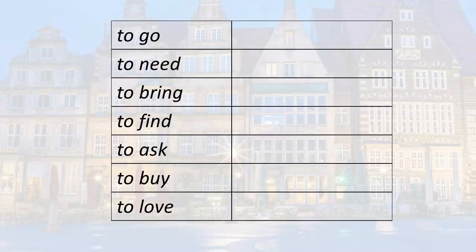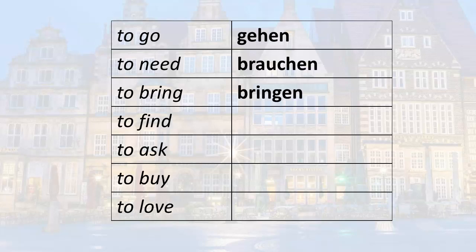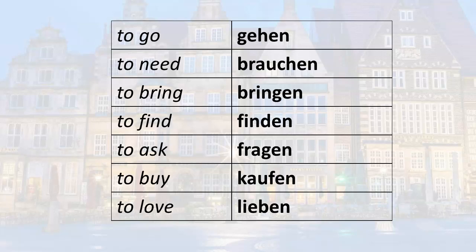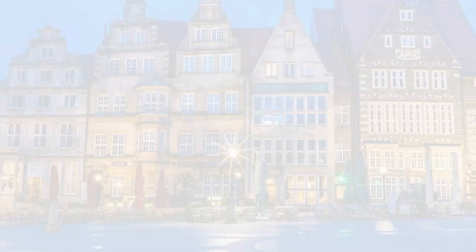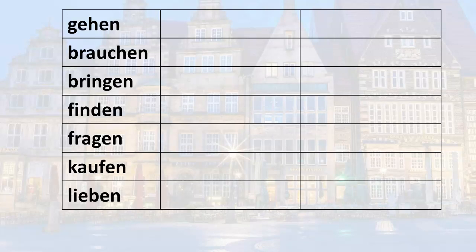Okay, so let's look at some other verbs. To go, gehen, to need, brauchen, to bring, bringen, to find, finden, to ask, fragen, to buy, kaufen, to love, lieben. So let's quickly conjugate all of these verbs with the ihr form. First we'll make the statement. How would you say you go, you do go, you are going, with gehen using ihr? Ihr geht. If you want to ask a question, are you going or do you go? Just reverse the word order. So geht first and then ihr. Geht ihr? Are you going? Do you go?